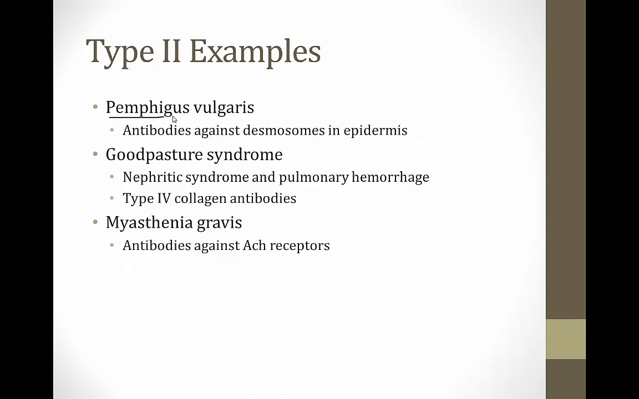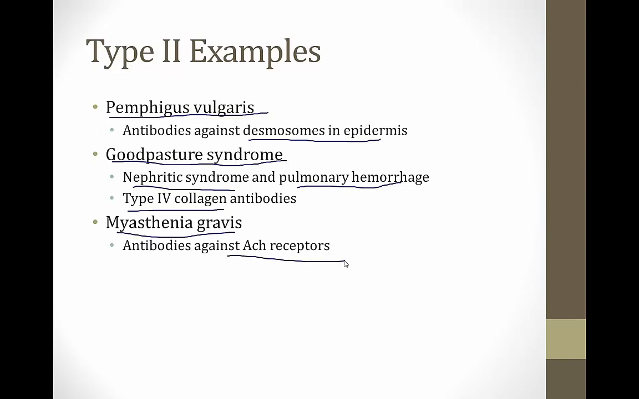Another example is pemphigus vulgaris, which is a skin disease where antibodies are directed against desmosomes in the epidermis. Also, Goodpasture's syndrome. This is a condition where patients develop the nephritic syndrome and pulmonary hemorrhage, and it's caused by antibodies against type 4 collagen. And finally, myasthenia gravis is an example of a type 2 hypersensitivity reaction. In this case, there are antibodies against acetylcholine receptors. And all these disorders share the common theme of antibodies directed against tissues or cells in our own bodies.